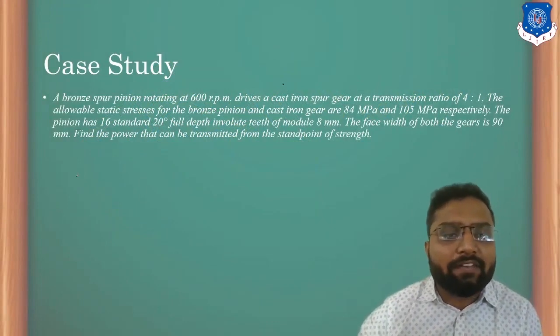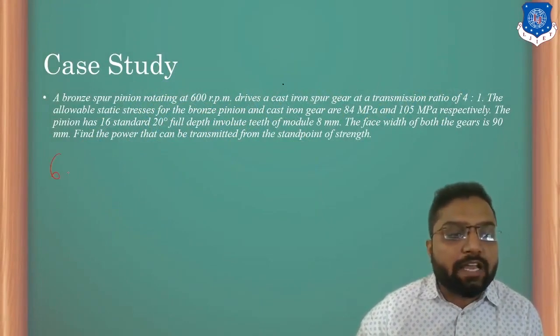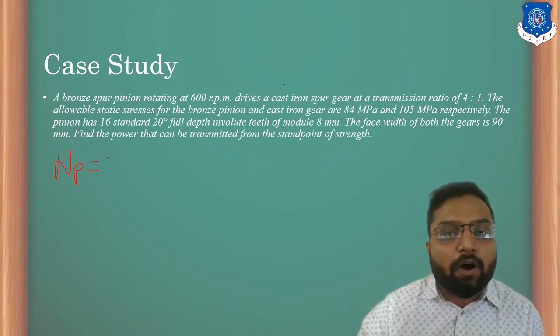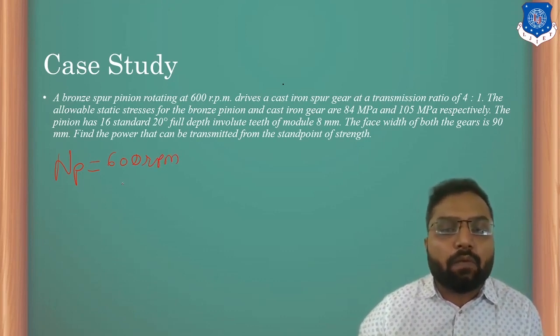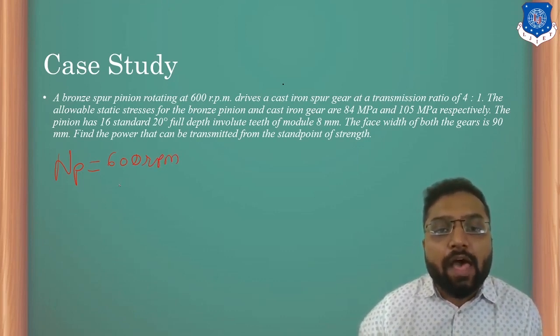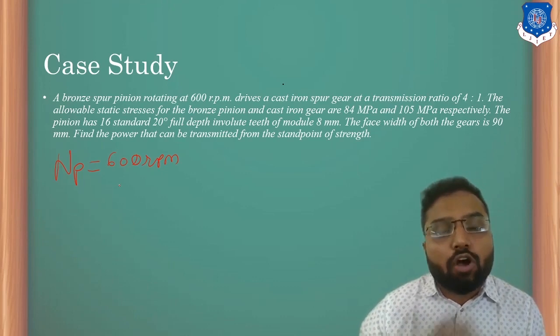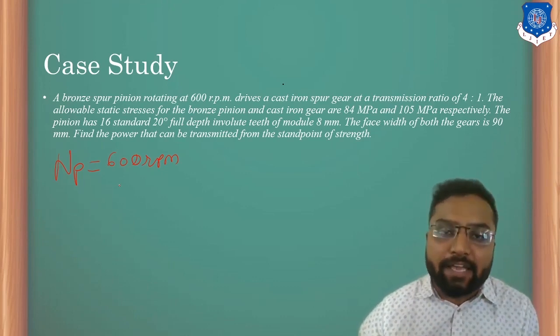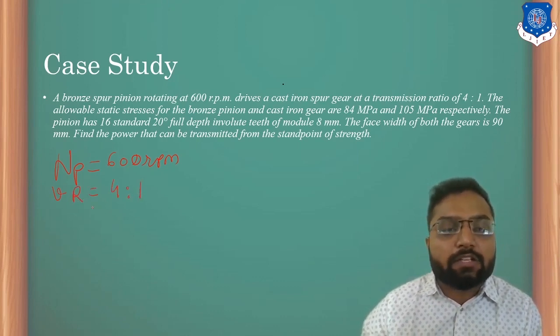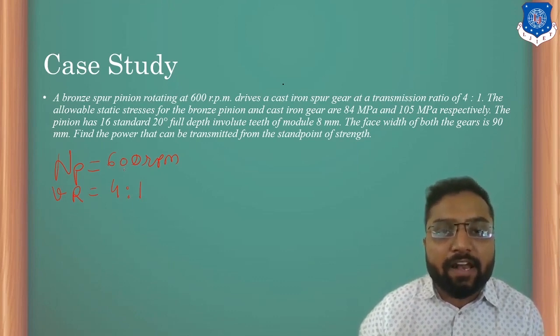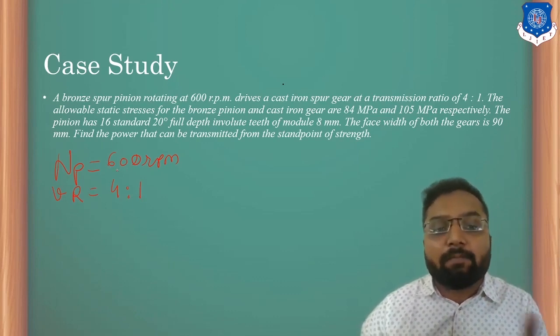Here we are given the RPM of this bronze pinion, or spur gear, which is 600 RPM. It drives a cast iron spur gear at a transmission ratio of 4:1. So a bronze pinion is driving a cast iron gear which has a velocity ratio of 4:1. So the RPM of our pinion is 600 and the RPM of the gear will be 600 divided by 4.